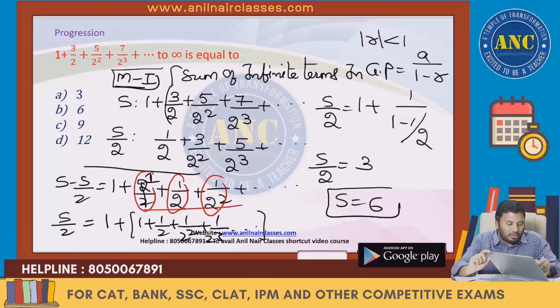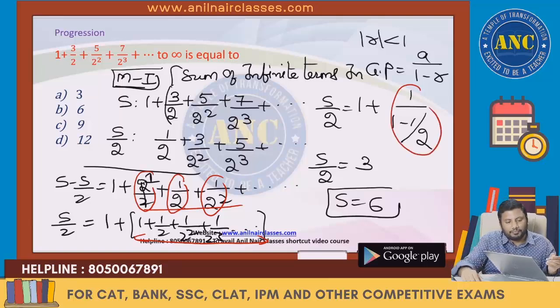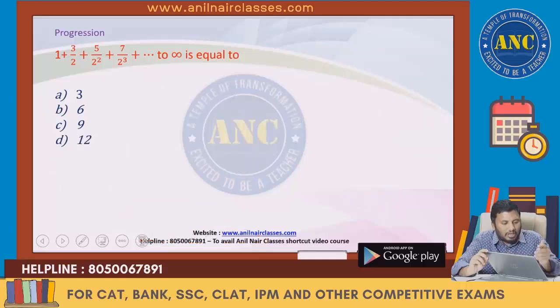1 plus 1/2 plus 1/2² and so on, which is a/(1 − r). So S/2 is equivalent to 3, S is equivalent to 6. This is one method, method number 1. S is the sum of infinite terms, it is nothing but 6.